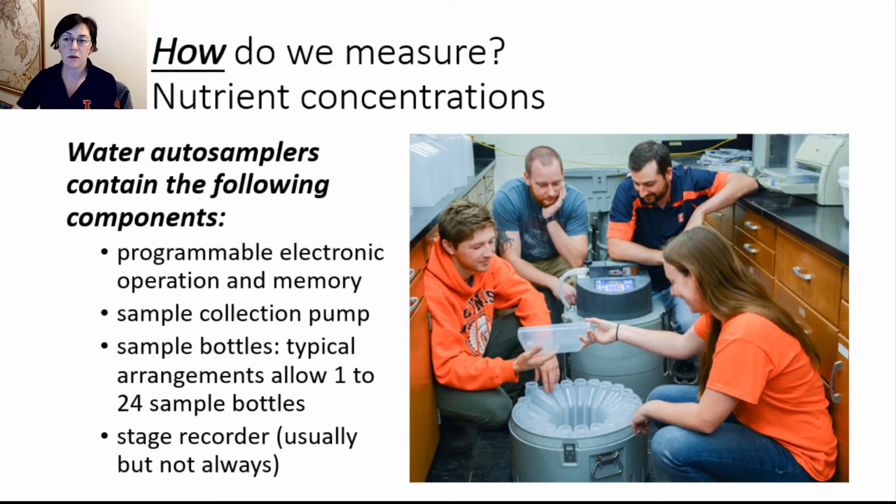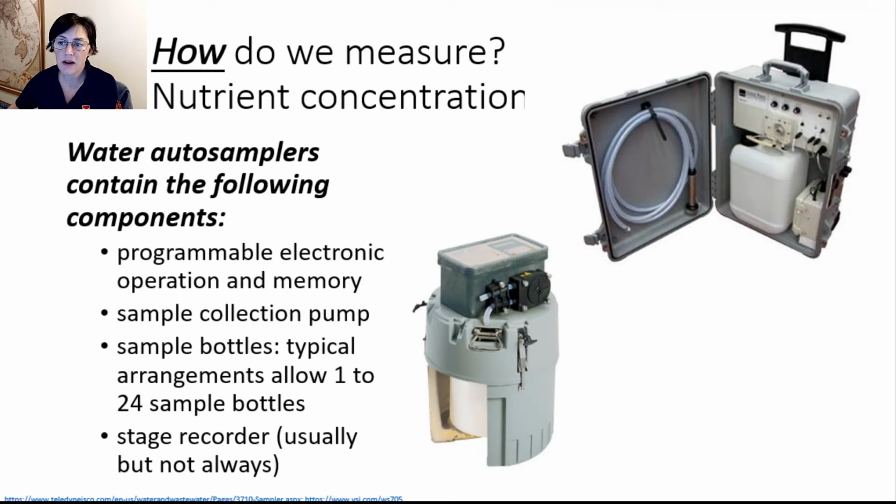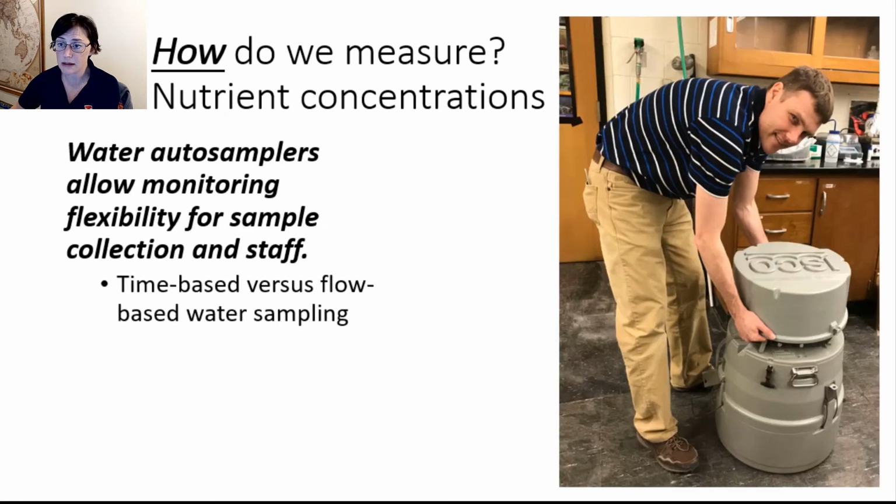You can have up to 24 either glass or plastic bottles like you see in the picture. Or you can also have a configuration in an auto sampler, which is one large bottle to collect a composite sample. We'll talk about composite samples in a minute. The last thing that auto samplers have is what's called a stage recorder, which is essentially a flow sensor that lives down in the water that you're sampling, but it actually talks with the auto sampler. It's connected to the auto sampler. Why do these stage recorders or flow sensors matter? They allow you to do what is called flow-based samples.